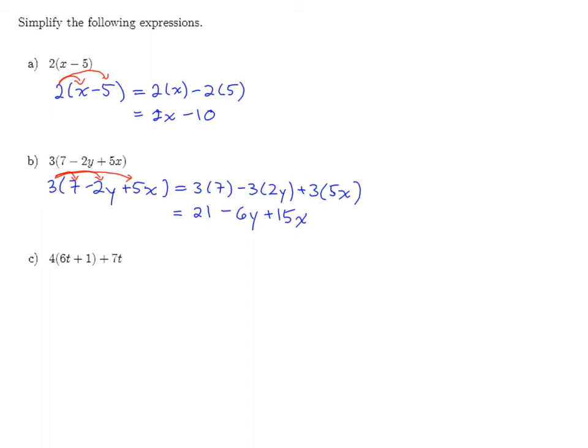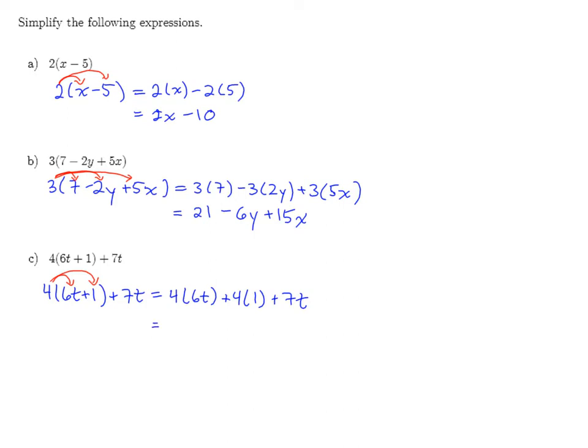In this last expression, we have 4 times the quantity 6t plus 1, and then we're adding 7t. So the first thing we'll want to do is distribute that 4 across the expression 6t plus 1, and that'll become 4 times 6t plus 4 times 1, and then we're still adding 7t onto the end of that.